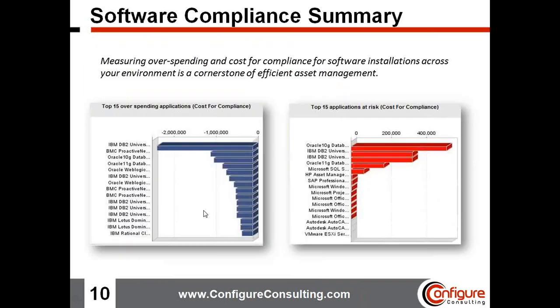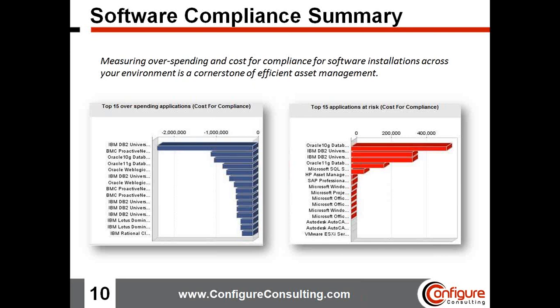Before we move into the 30 days portion of this presentation, I'd just like to really emphasize one of the sections that Sandeep talked about, which was being able to measure overspending and also being able to measure cost for compliance. So looking at the two screenshots below, we'll start at the left-hand side. The left-hand side is a graph that shows the top 15 overspending applications. These are the top 15 software licenses where we're paying for the license but we're not actually using it. This is money that the organization is currently wasting, so to speak.